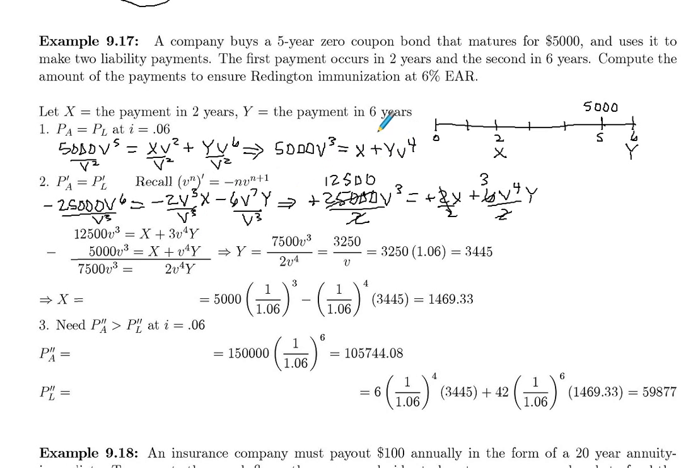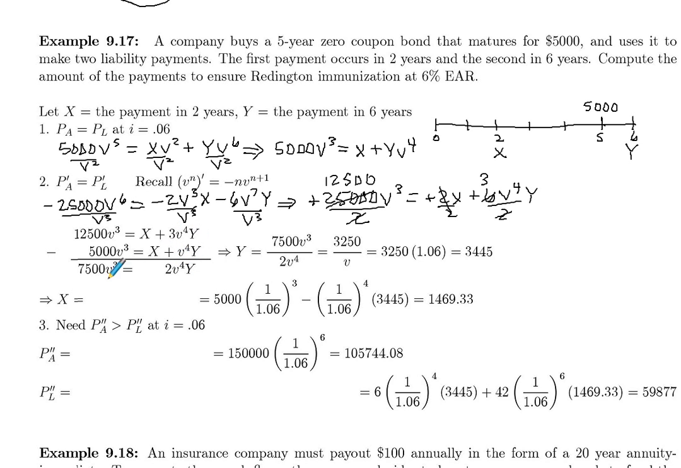And then this first equation down here, 5,000 v cubed equals x plus v to the fourth y. So I wrote it so that our coefficient is out in front and our variable comes afterwards. And now these are all set up to do elimination, so just subtract the two equations. 12,500 minus 5,000 v cubed gives 7,500 v cubed. X minus x gives 0, so those cancel out. 3v to the fourth y minus v to the fourth y leaves 2v to the fourth y.